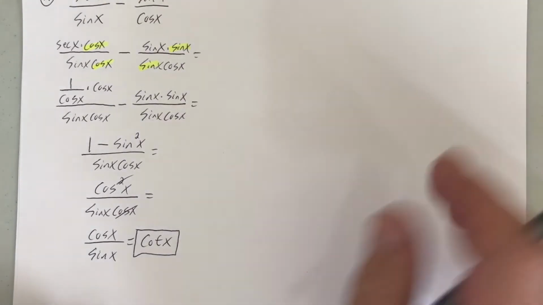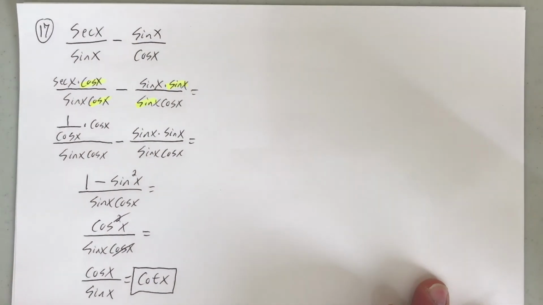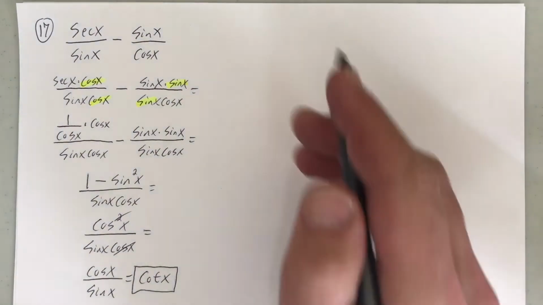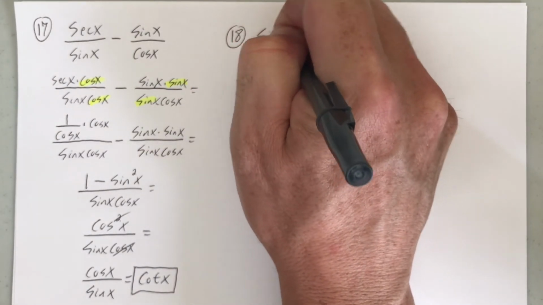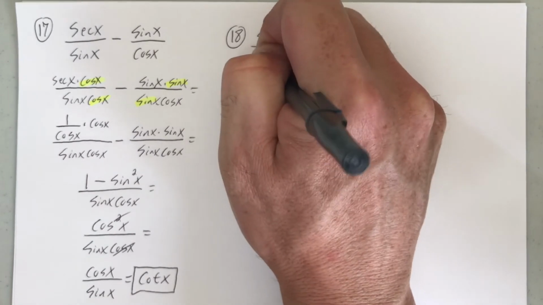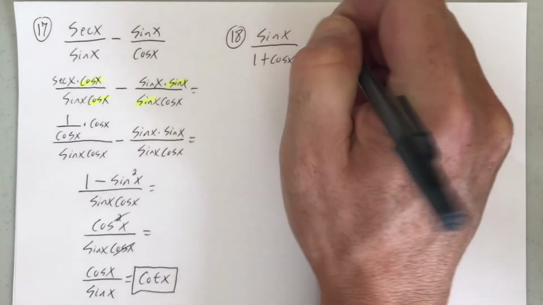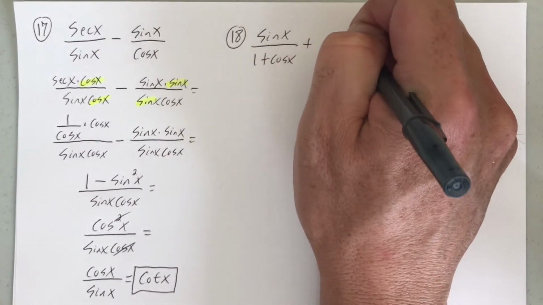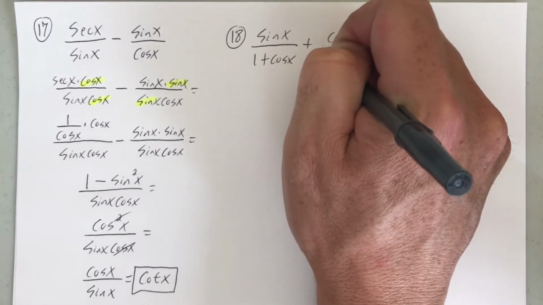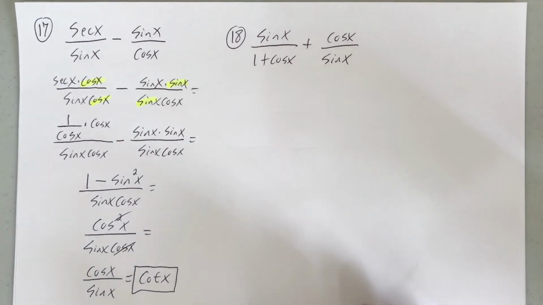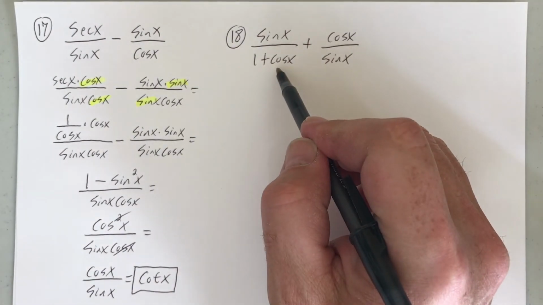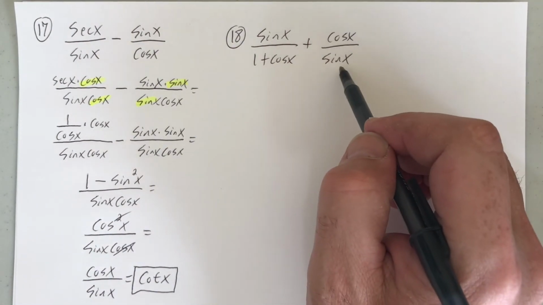All right, let's take a look at number 18. Slide this down a little bit so we can see that. So 18, we have sine x over 1 plus cosine x plus cosine x over sine x. So again, I've got these fractions. This time I've got a 1 plus cosine on this side, and then I have a sine x over here.